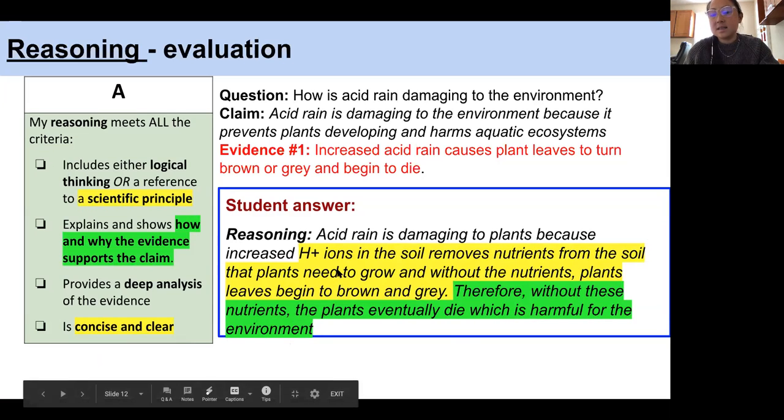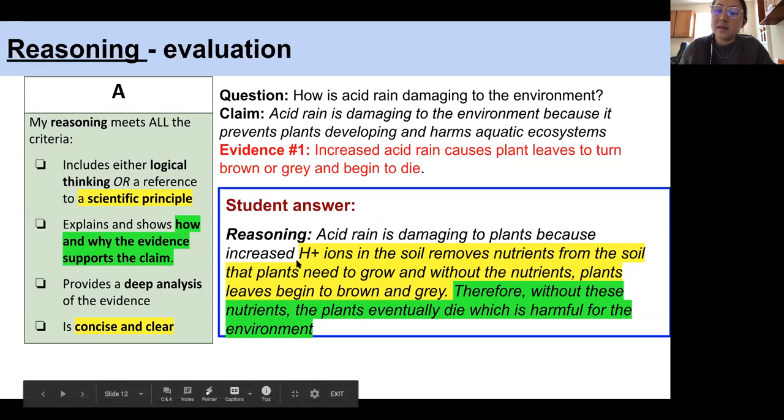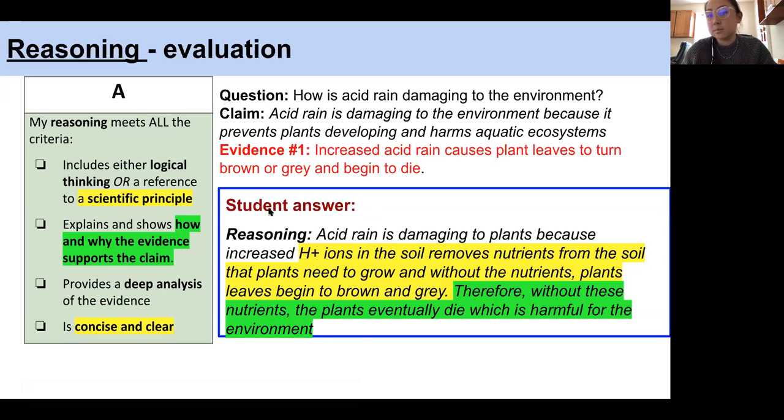So in this highlighted yellow section, I'm pointing out that I am explaining the scientific principle. And by doing that, I am also simultaneously providing a deeper analysis of this evidence. I'm explaining more, extrapolating more, and analyzing more. Now in the green, I've highlighted that I spent an entire sentence connecting the evidence back to the claim. So that's also a really important piece.